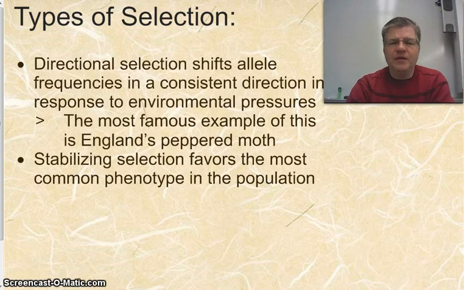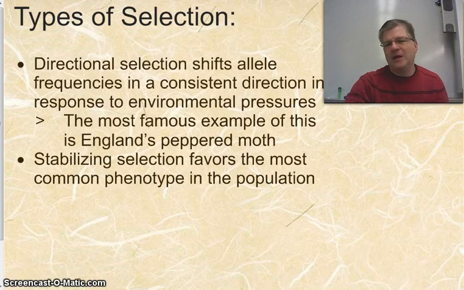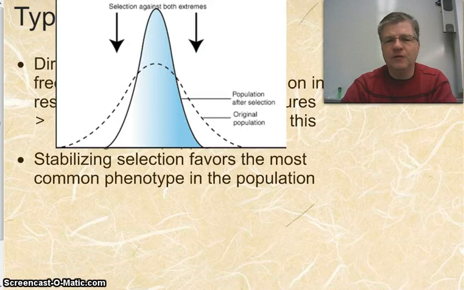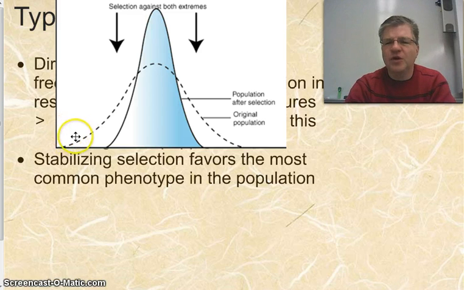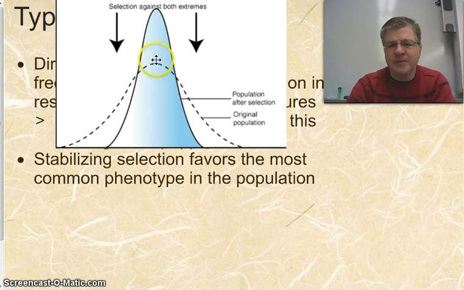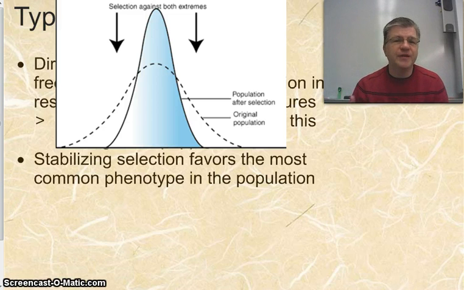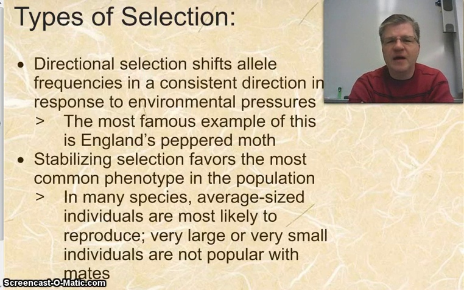Another type of selection we talk about is stabilizing selection. Stabilizing selection is not when we're moving in a direction, but when we're seeing the average becoming more and more common. If we graph this, the dotted line would show an original distribution for a certain trait, and then over time, being average becomes more common and the extremes become less and less common. What it ends up causing is the population, for this particular trait, to become more and more similar.